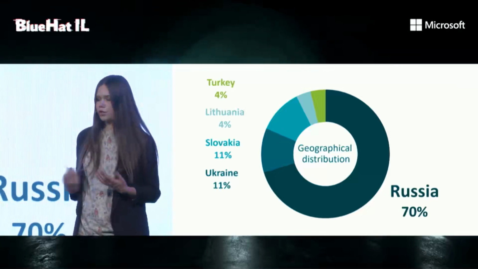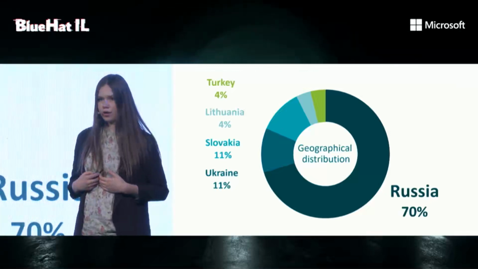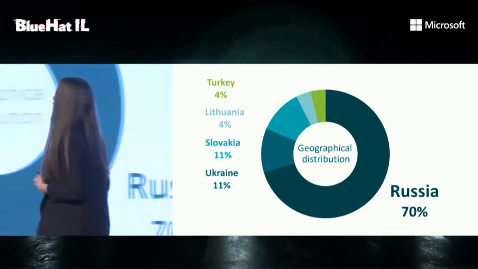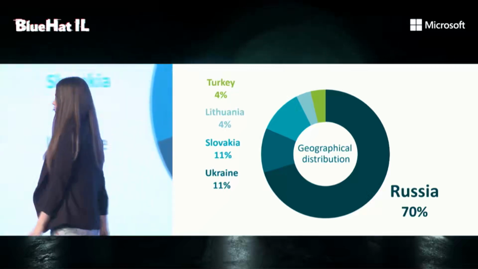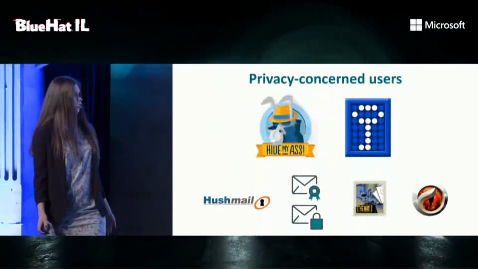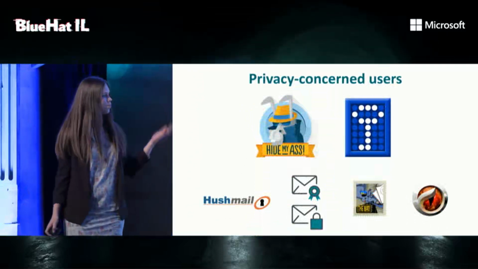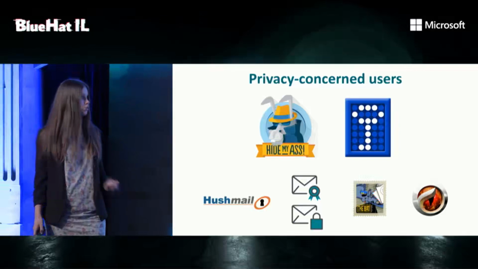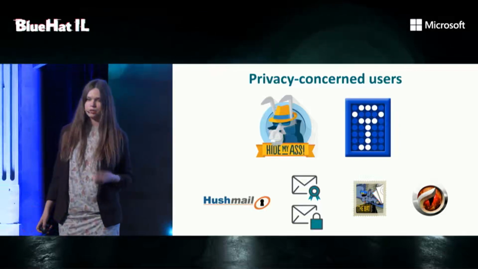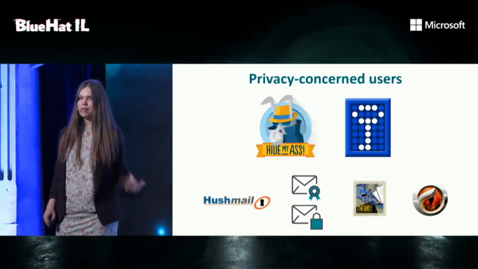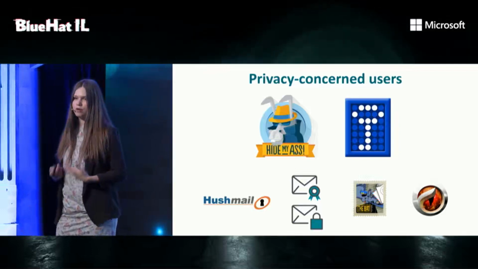Most of the targets of ATTOR were located in Russia. But that's not all. There are also other interesting strings that point to applications like digital signature utilities or VPN applications, secure email, secure browser. So it also seems like ATTOR is specifically interested in privacy-concerned users. And again, this is confirmed by another part of the code.